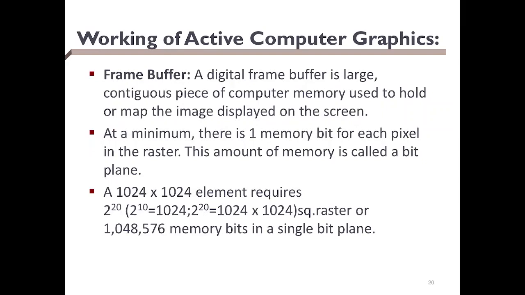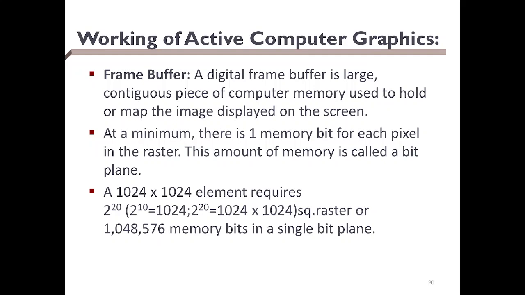So a frame buffer is a digital frame. It is a large contiguous piece of computer memory used to hold or map the image being displayed on the screen. Okay, so it's literally just a memory. Anything that's a buffer is a memory. It's a digital memory. It is large and contiguous, and it's used to hold or map the image displayed on the screen. At a minimum, there is one memory bit for each pixel.